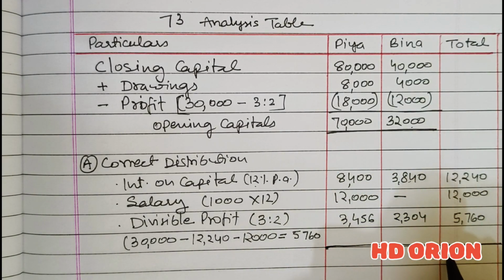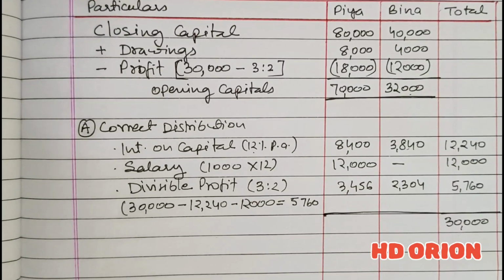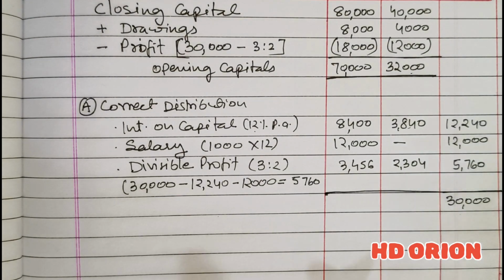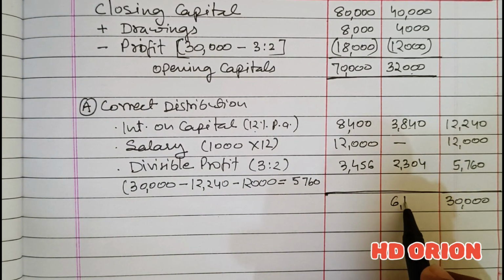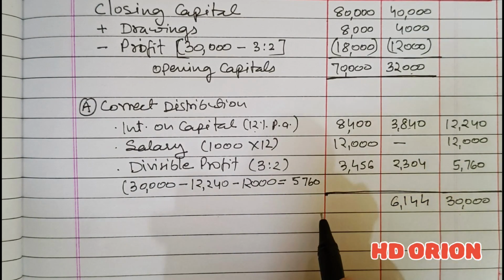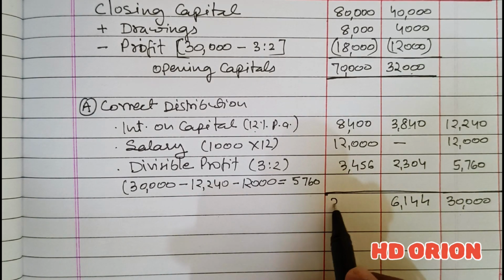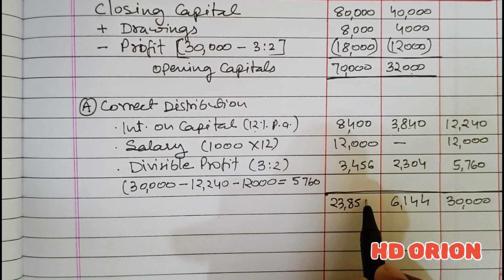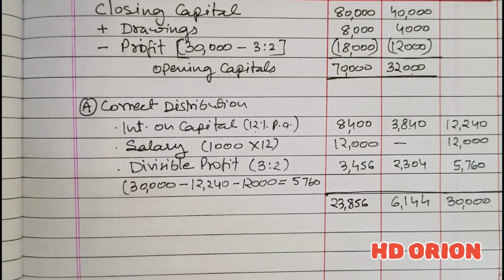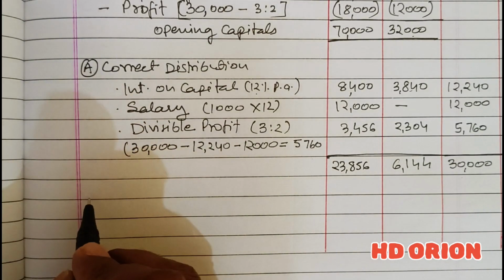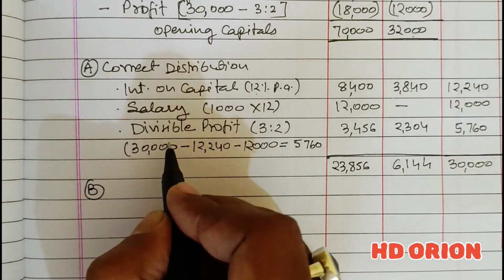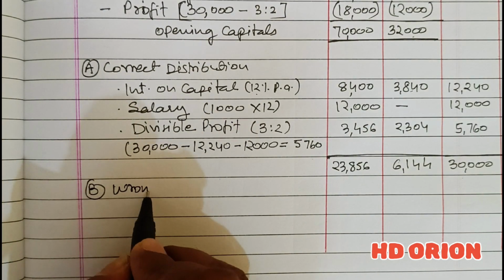So now we know how this 30,000 has been given to the partners. Fine. So Bina was supposed to receive rupees 6,144 and first partner Pia rupees 23,856. So this was the actual, or this is the correct allocation of profit to the partners. But we have ignored these points. So wrong distribution.